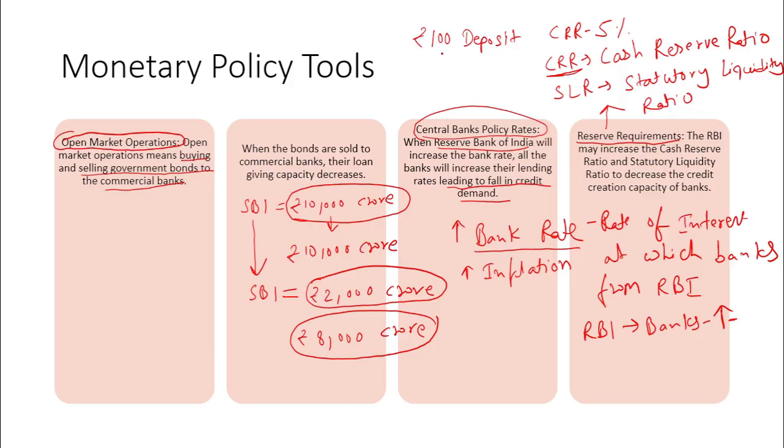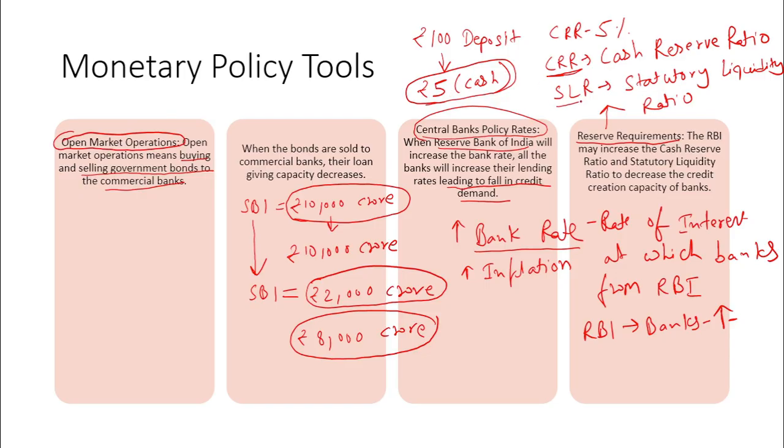Out of these 100 rupees, rupees 5 has to be kept with the bank in cash. They cannot give this rupees 5 as loan to any customer. They have to maintain this cash with themselves.